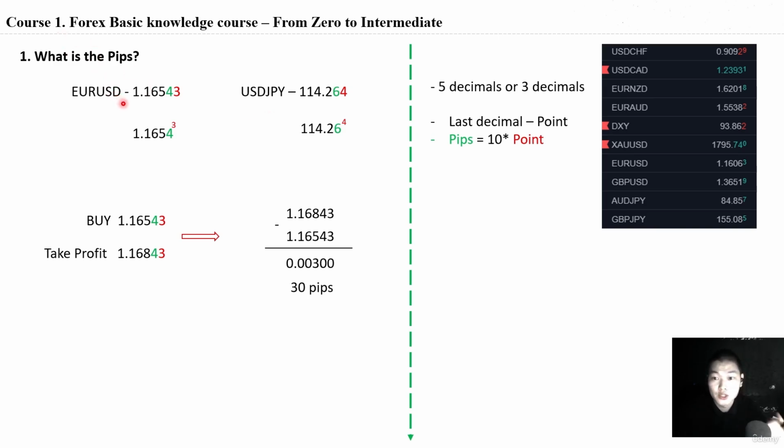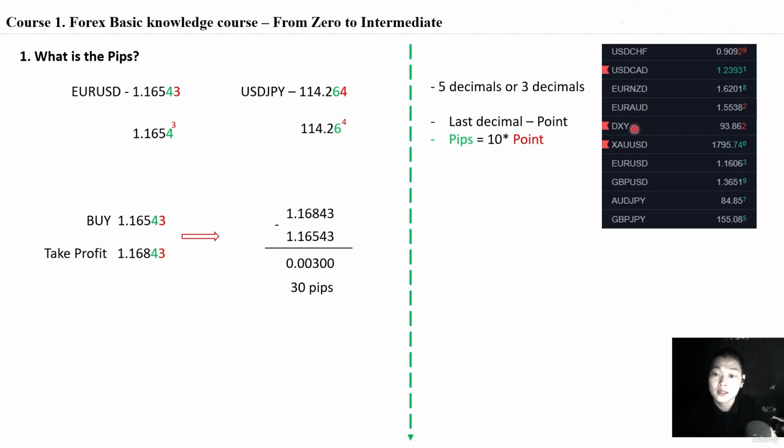Normally you will see some exchange rate like the EUR/USD with some numbers like this: 1.16543, and you need to remember some key things about the pips. Normally we have two types of exchange rate. The first one has 5 decimals, and the second one has 3 decimals. Which one has 5 and which one has 3 is based on your main currency. For example, if your main currency is USD or some currency like Swiss franc, Canadian dollar, New Zealand dollar, it will have 5 decimals.